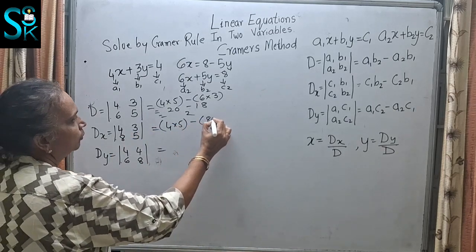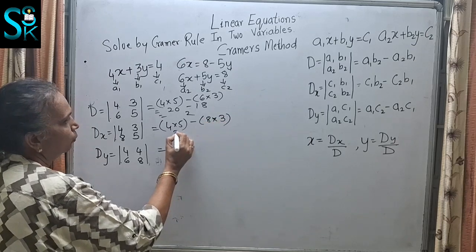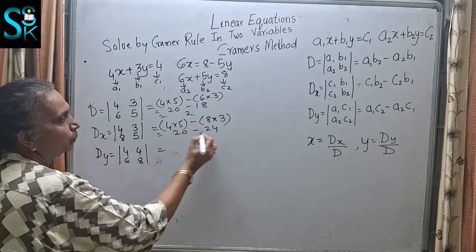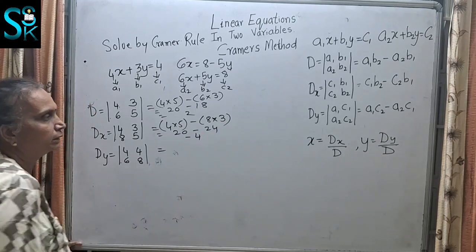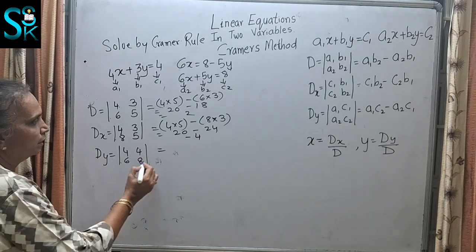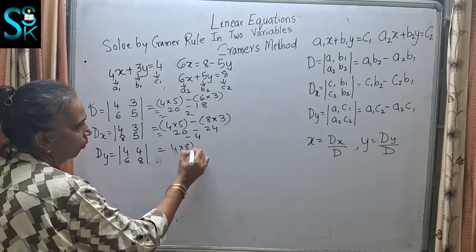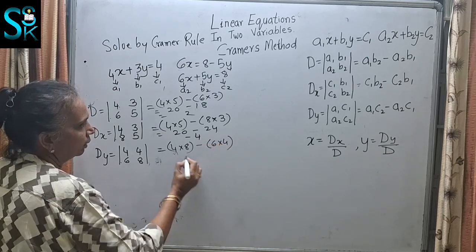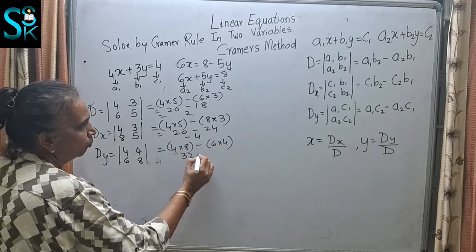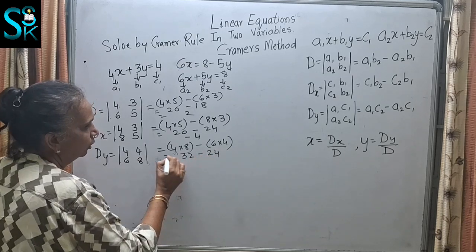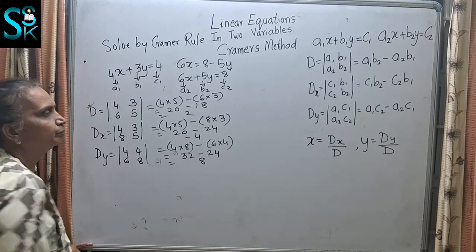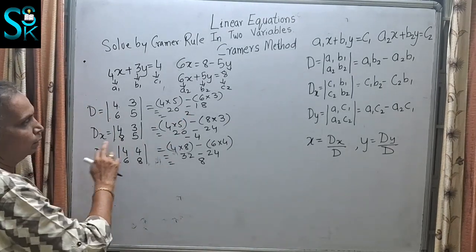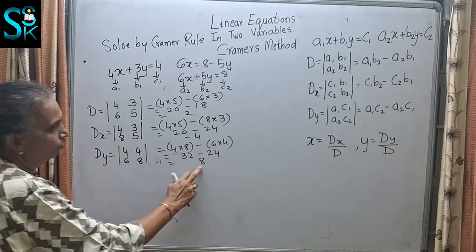And now you are going to multiply 4 into 5, minus 8 into 3. 5 fours are 20, minus 24. One is plus, one is minus, minus with greater number sign, minus 4. Now again here 4 into 8, one bracket, minus 6 into 4, another bracket. 8 fours are 32, minus 6 fours are 24. So that is 8. So this is how you found out the value of d, the value of dx, and the value of dy.